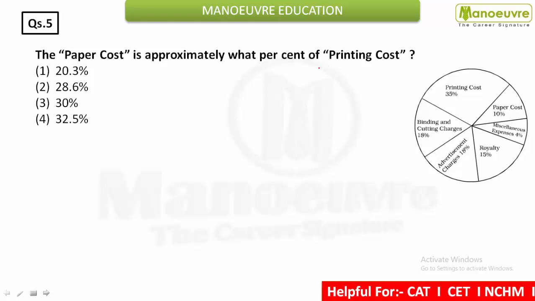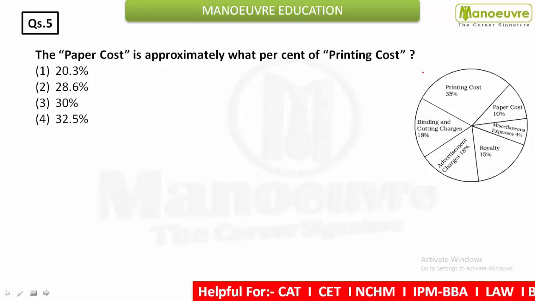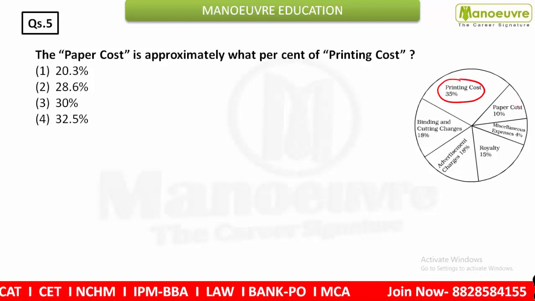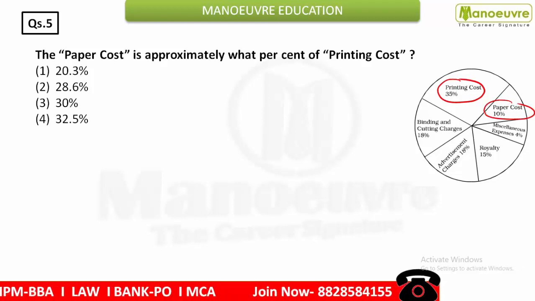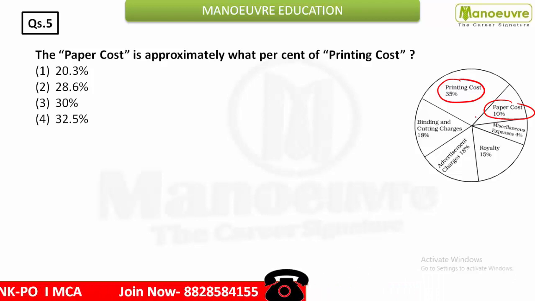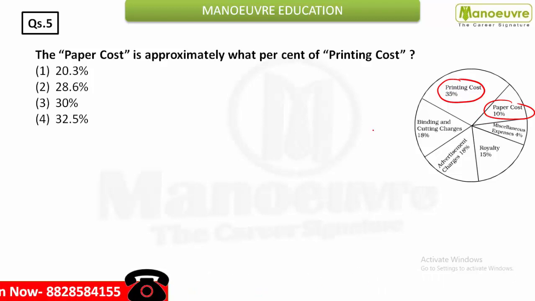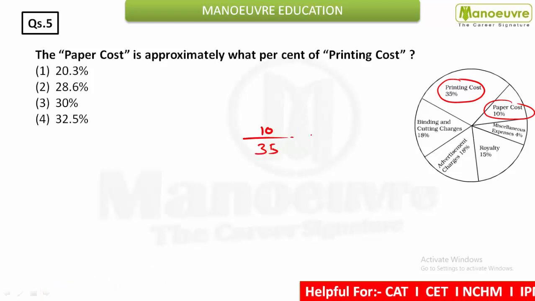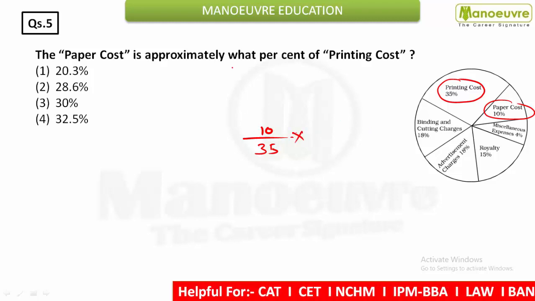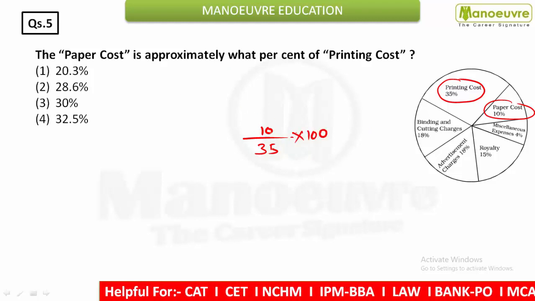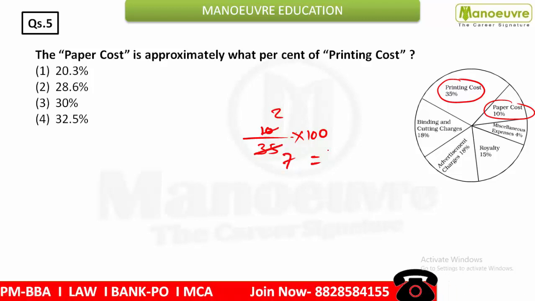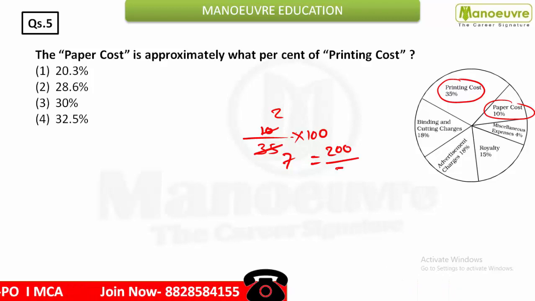The paper cost is approximately what percent of printing cost? The printing cost is 35% and paper cost is 10%. So here it is asking that this 10 is what percent of this 35. So what percent of this 35? So you have to write this 35 in base and this 10 on top. And now if you have to find the percentage, just multiply with 100. So how will you do? 5 sevens and 5 twos. I can write this 200 by 7.